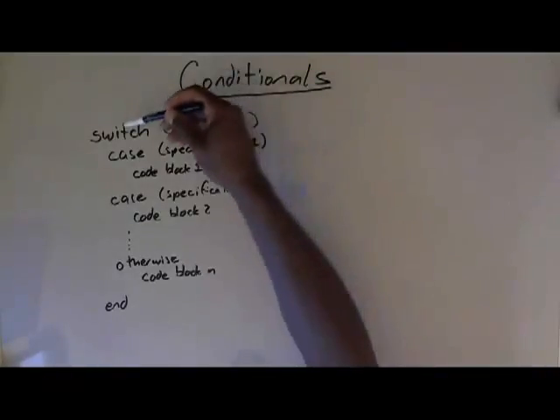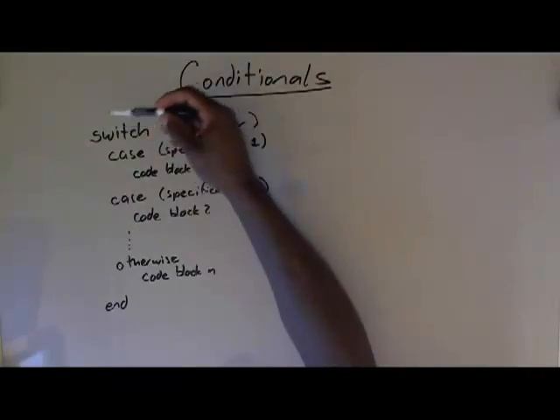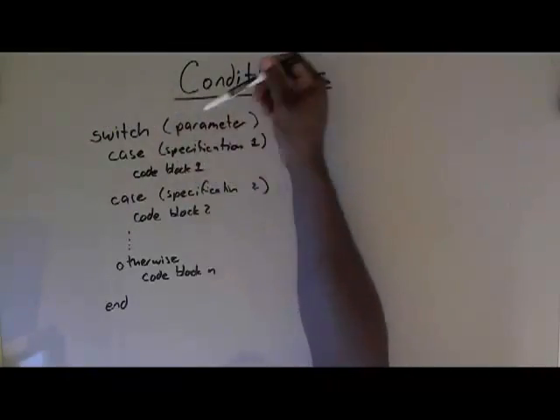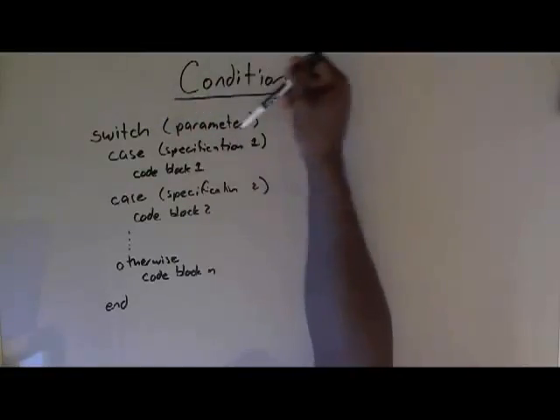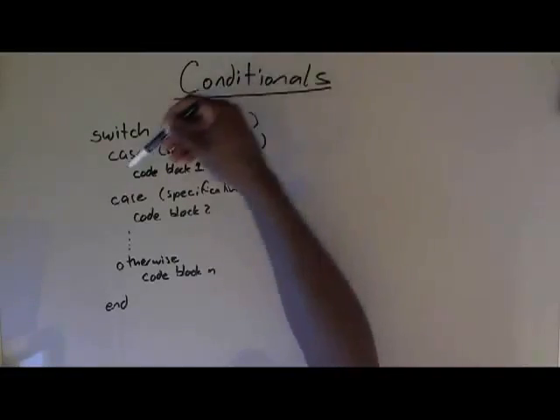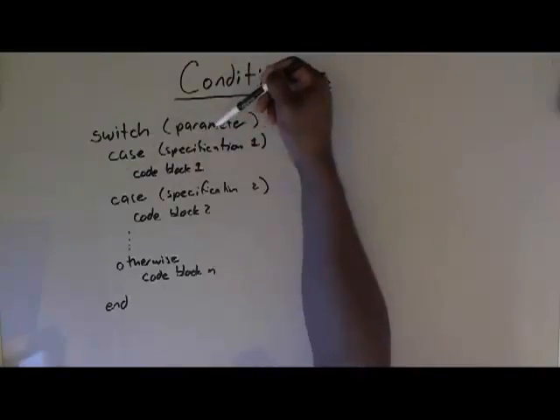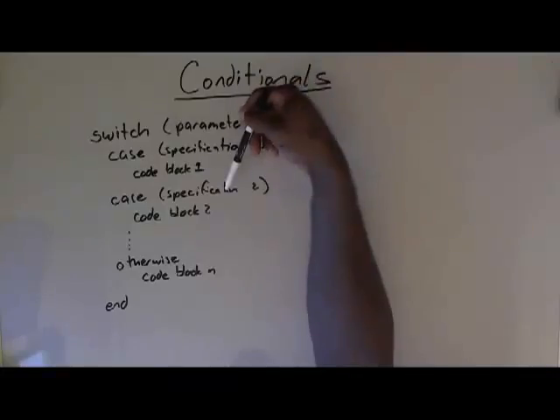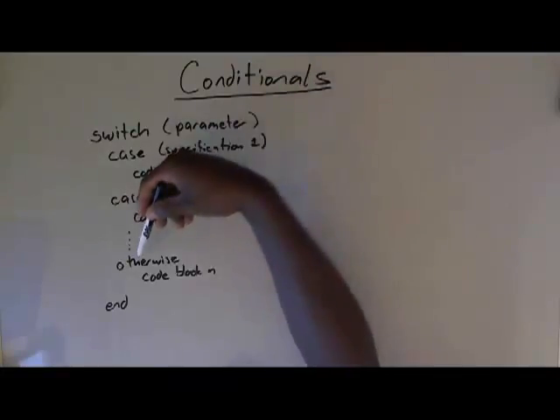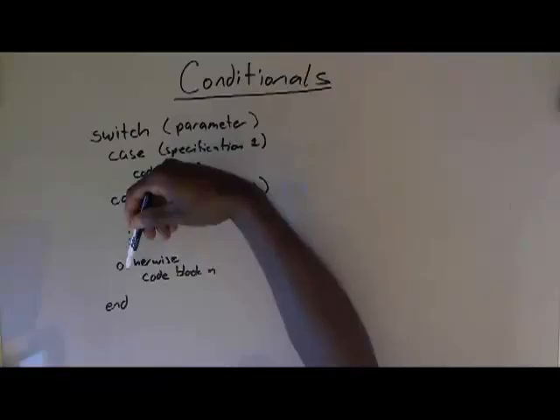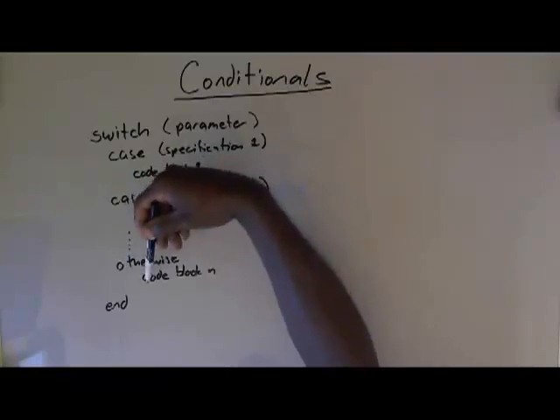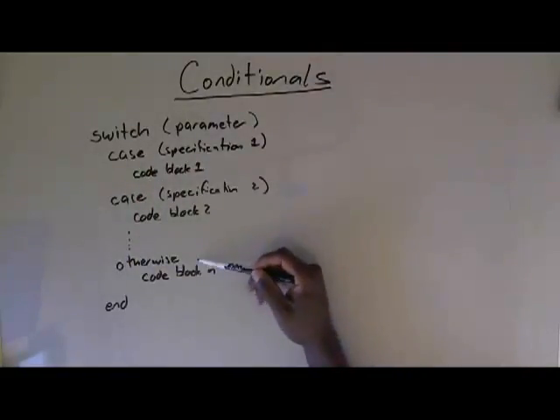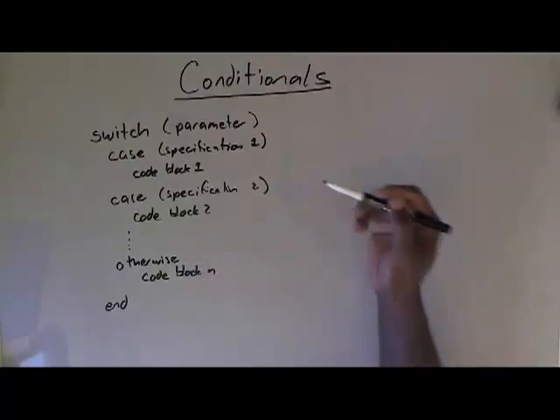Once again, you have the word switch, which is the actual word that you use here, and then you put a parameter in here, and then in case that parameter meets this specification, then do this code block. In case the parameter meets this specification, then do this code block. You can do as many of these as you want, and then at the end, otherwise, you do this code block. Now the otherwise is optional. You may or may not have it. It just depends on what logic you're trying to implement. Okay, so that's the general form.